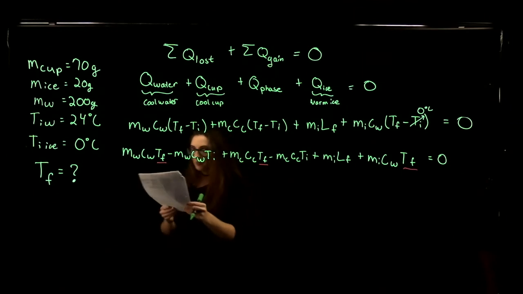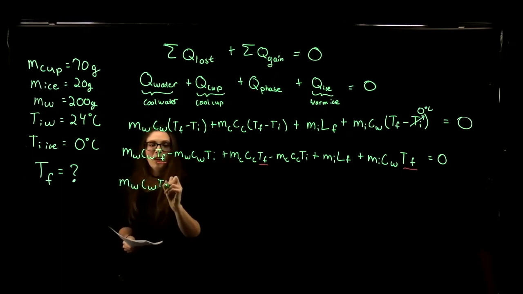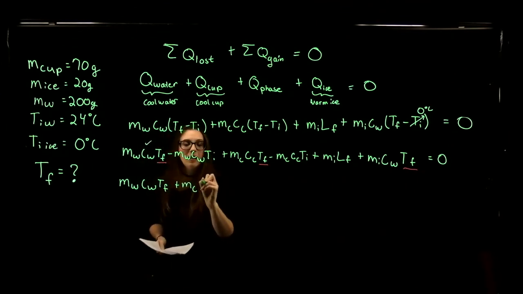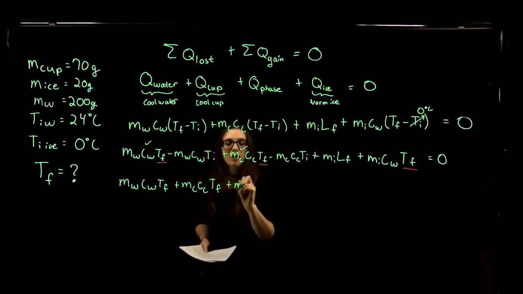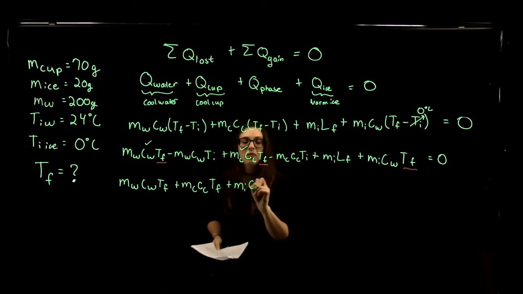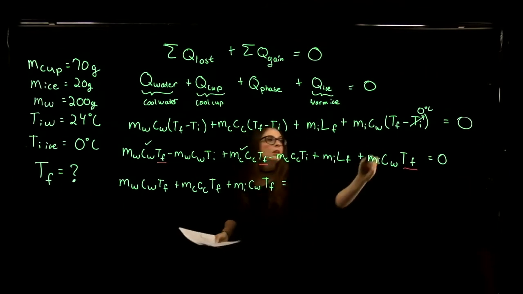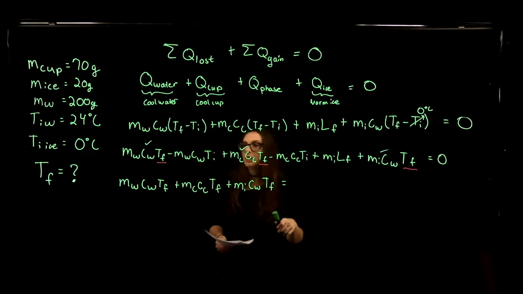So when I do that, I get MWCW T final plus MC, specific heat of my cup, T final, plus mass of the ice, specific heat of water, T final, that all equals. Now these terms, the remaining terms, I have to subtract to the other side.